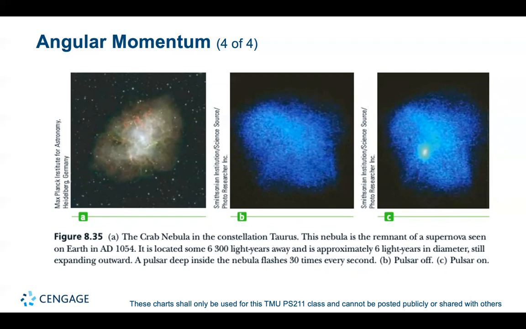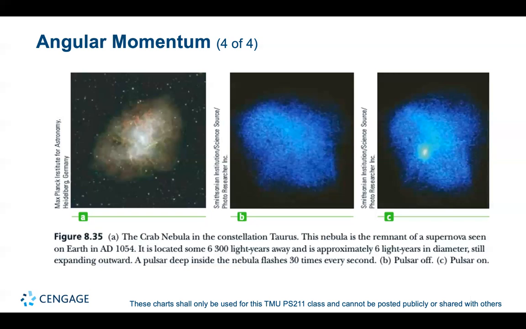A pulsar deep inside the nebula flashes 30 times per second. And so we see in figure B where the pulsar is off and C when the pulsar is on. So the figure shows a fascinating astronomical example of a conservation of angular momentum. At the end of its lifetime, a massive star uses up its fuel and collapses under the influence of gravitational forces, causing a gigantic outburst of energy called a supernova.